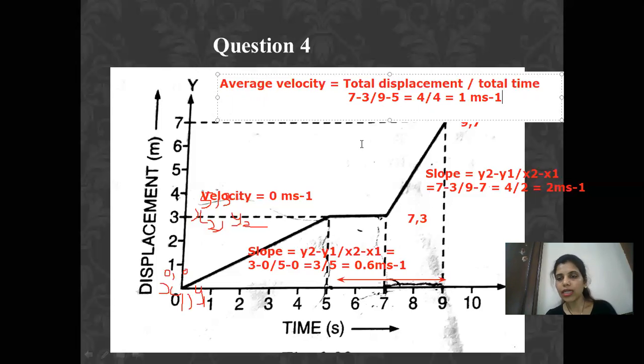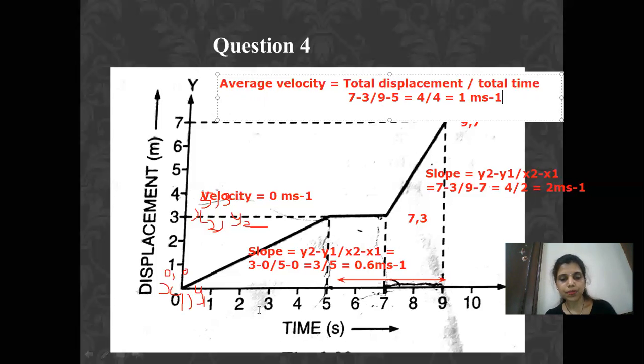So I hope, children, till here it's clear. Please copy this in the notebook when you all are solving it. As I am solving it simultaneously, even you all solve it in your notebook. Children, I hope till here it's clear. Now we go to the next part.